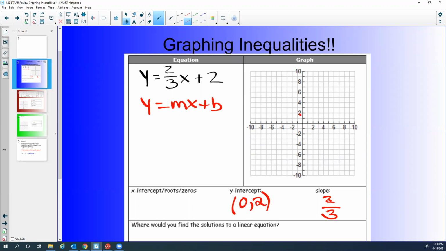The first coordinate that I put is (0, 2), and then I'll use that 2/3 to get the rest of my answers. I can go up 2 to the right 3 to get more points. I can go down 2 to the left 3 to get more points. That also tells me that my x-intercept, my roots, my zeros in this case, are (-3, 0). I could keep going to get more points, but I don't have to. There is my line right there.